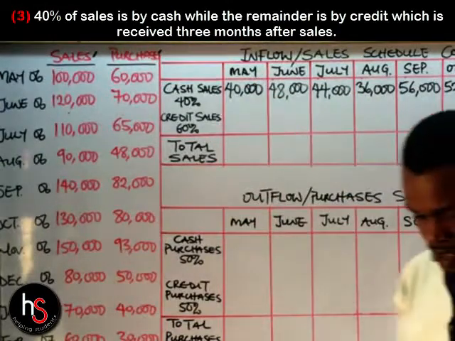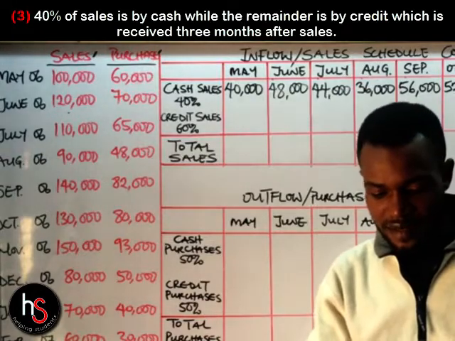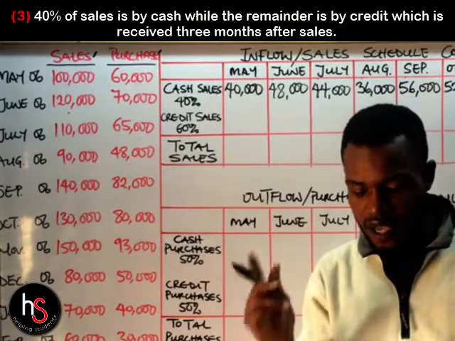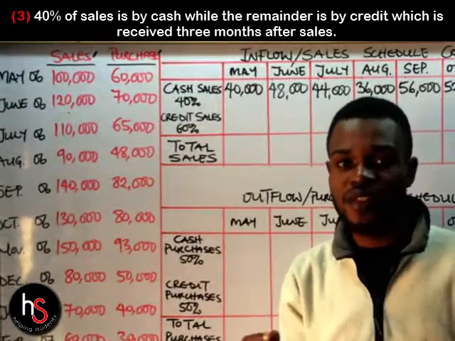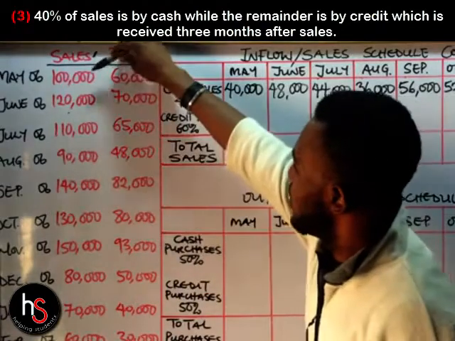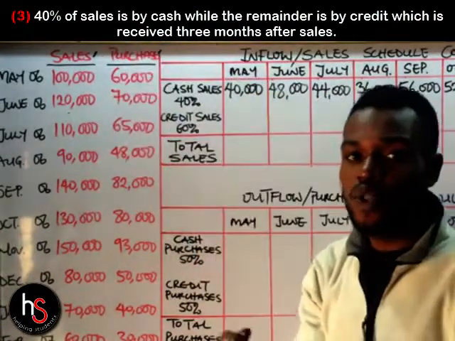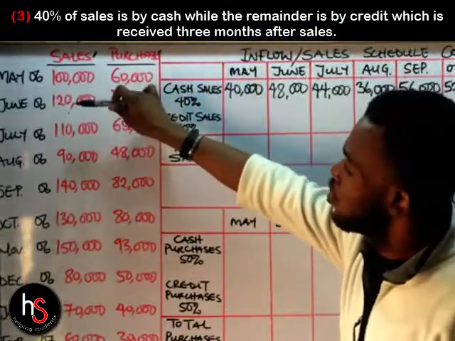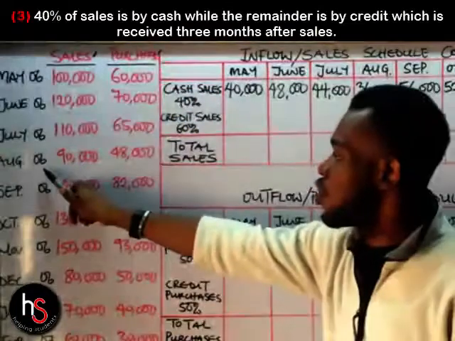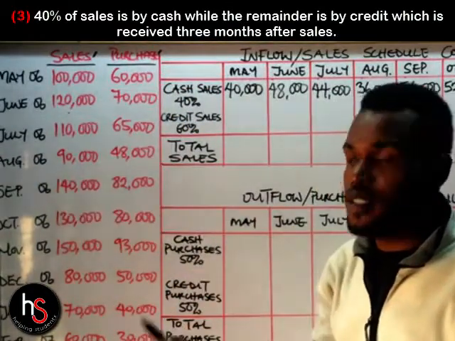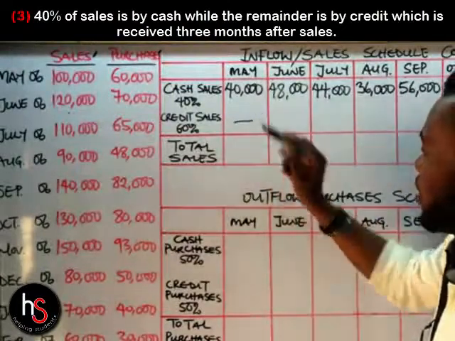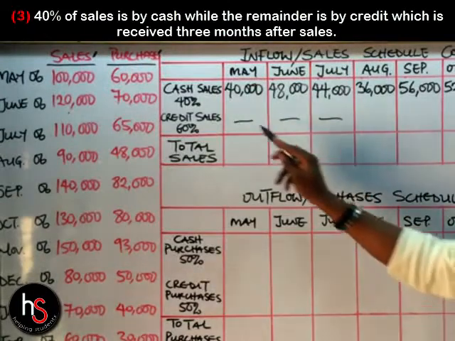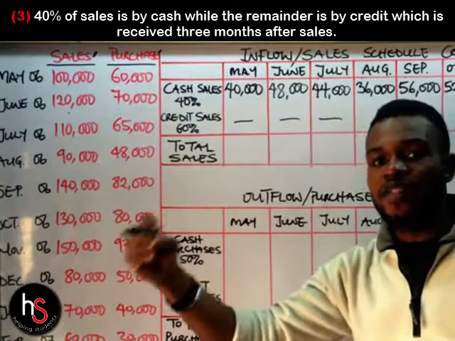Credit sales now. Remember, it says credit, which is received 3 months after sales. This is question number 3 now, right? So remember, the transaction took place in May, and we were told that he received the money 3 months after. So May is off, June is off, July is off, so the payment was made when? In August. 1, 2, 3, 3 months after sales.